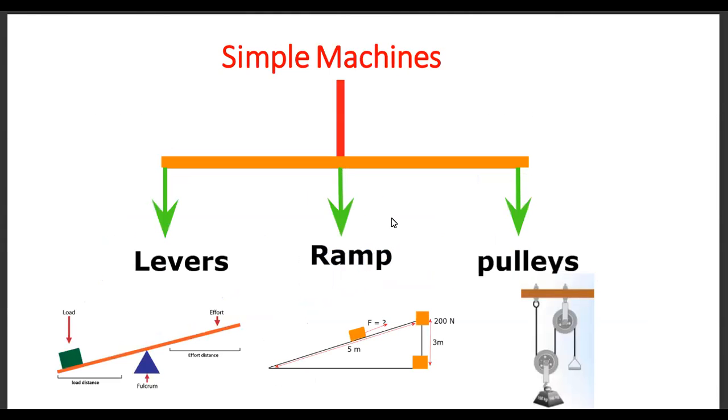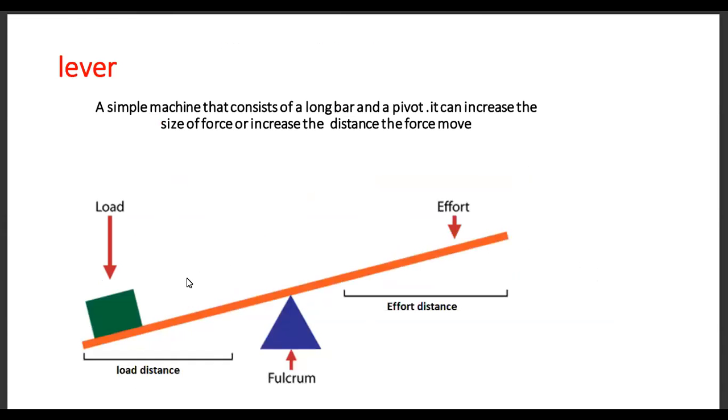First of all, we have to know that we have three different machines. We have levers, ramps, and pulleys. Let's start with levers. What is a lever? A lever is a simple machine which consists of a long bar pivoted or rotating around a fixed point. This fixed point is known as the fulcrum or pivot.